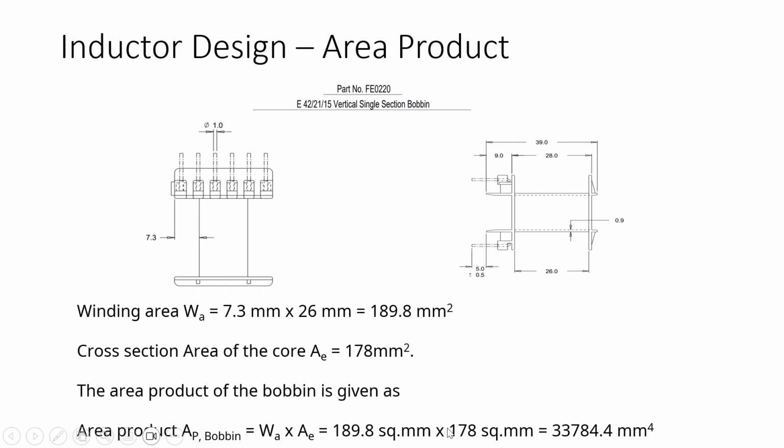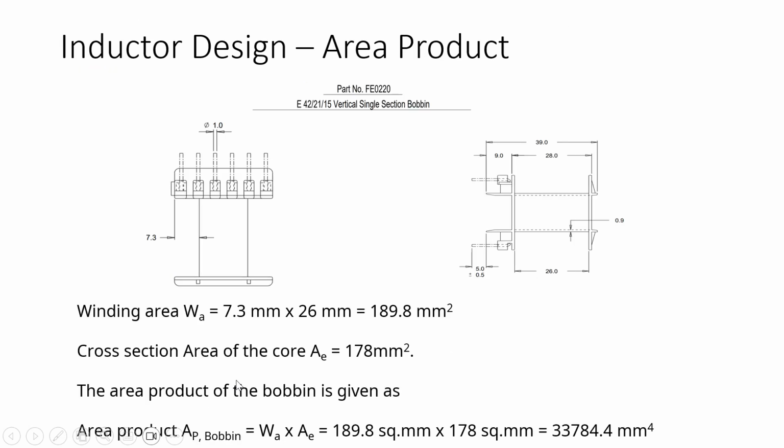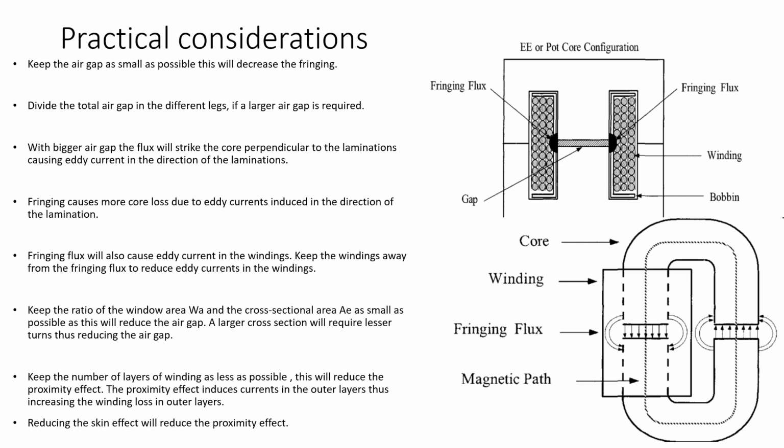And if we now go to the data sheet, we see that for 1 millimeter it is 272. So it is approximately the same value. Similarly, you can calculate all other values with this formula. So now I am going to discuss some practical things while winding the inductor.